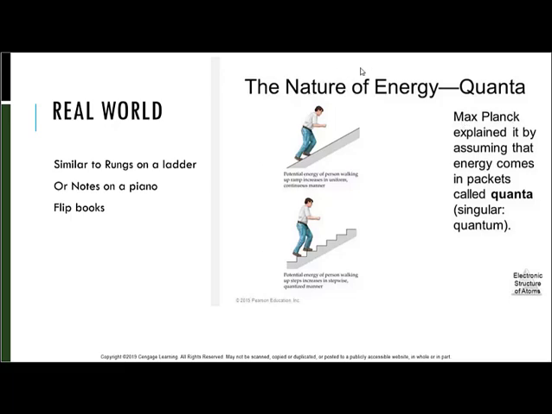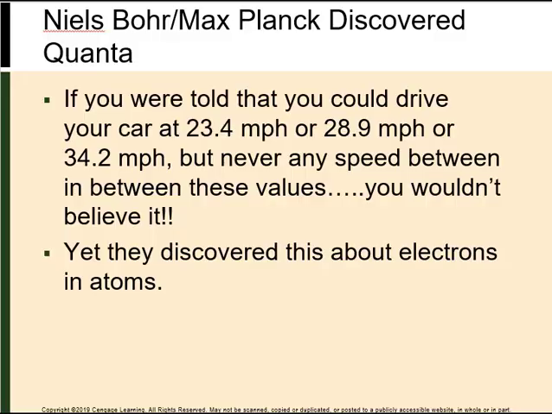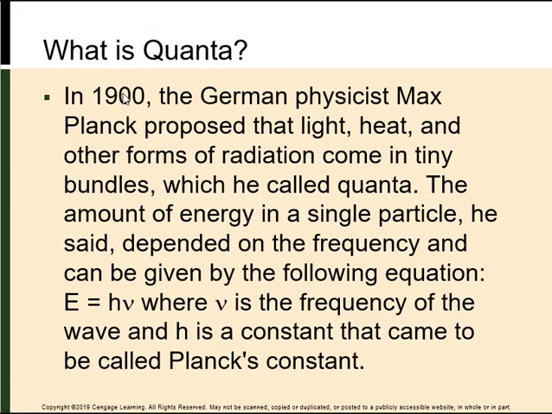So Max Planck explained it by assuming that energy comes in these packets called quanta. So what is quanta? Well, back in 1900, German physicist Max Planck proposed that light, heat, and other forms of radiation come in tiny bundles, which he called quanta. The amount of energy in a single particle, he said, depended on the frequency and can be given by the following equation: E equals hν, where ν is the frequency, similar to when we did speed equals wavelength times frequency, and we used ν for the frequency of the wave, and h is a constant that came to be called Planck's constant.